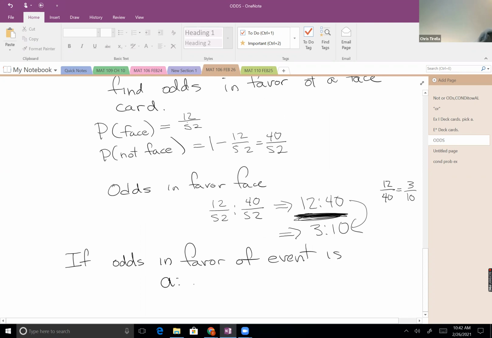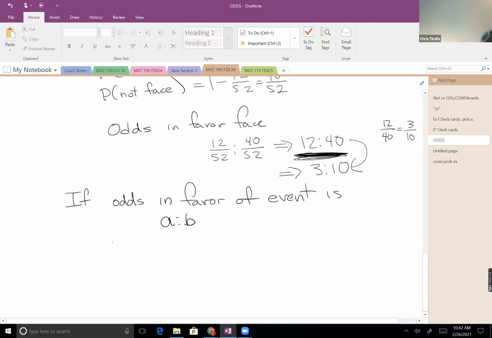is A to B, the probability of the event is the first number A over the denominator, which would be the sum of the two, A plus B.